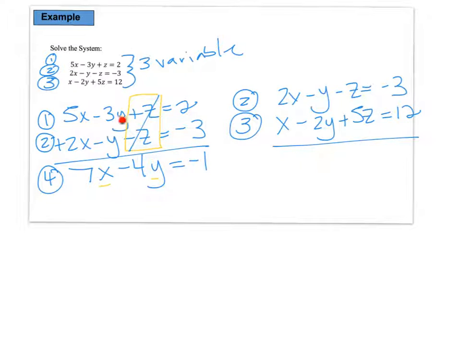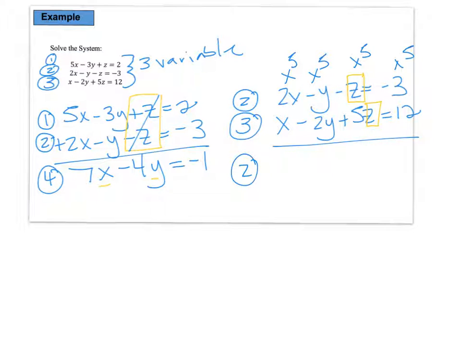So if I eliminated z in this step, I also have to eliminate it here. So I don't have a choice. I have to get rid of my z's. Now if I have positive 5z here, I need to add negative 5z in order to get rid of that z. So I'm going to multiply that z variable by 5, and whatever I do to that variable, I have to do to all of the variables in the equation. So I'm multiplying all the coefficients in equation 2 by 5.